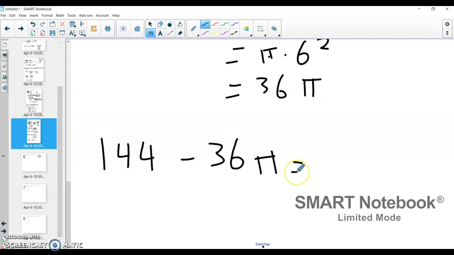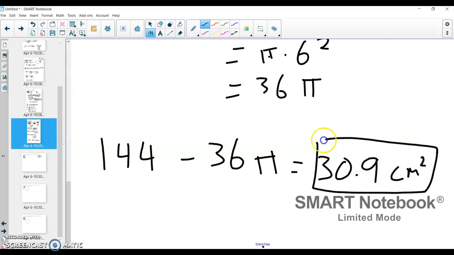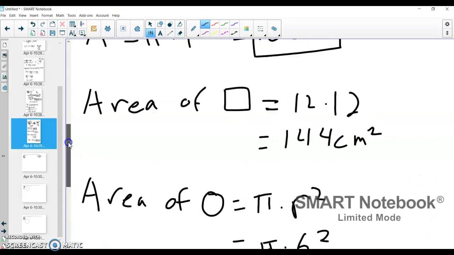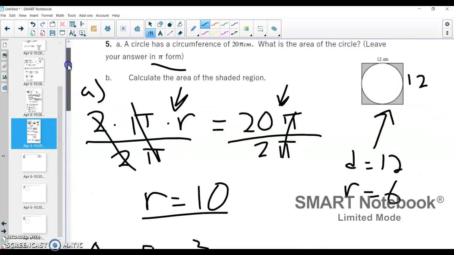I end up getting 30.9 centimeters squared is that answer. That is what is left after you take your square and subtract out your circle. So 30.9 centimeters squared is the area of the shaded region here.